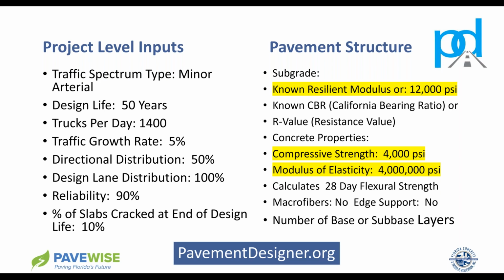Now, what's our pavement structure? We have a known resilient modulus of 12,000 psi. Concrete properties: 4,000 psi is the concrete strength. The modulus of elasticity is 4 million, and it's going to calculate the 28-day flexural strength. Guess what? It's going to be the same flexural strength as the example that I gave you before. There are no macro fibers and no edge support. The number of base layers is on the next slide.